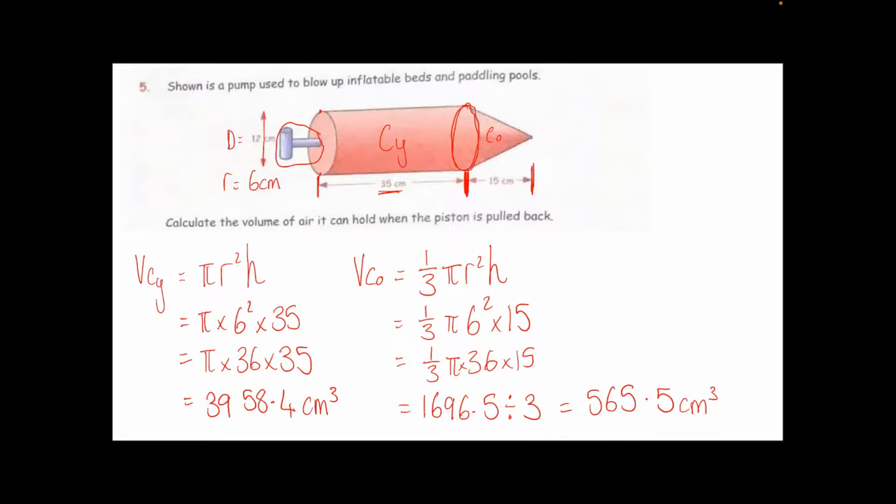We want the total volume when the piston is pulled back, so that means that air fills up that entire red section of our diagram. So again, my total volume is just going to be the volume of our cylinder plus the volume of our cone, so 4,523.9 centimetres cubed as our final answer for question 5.